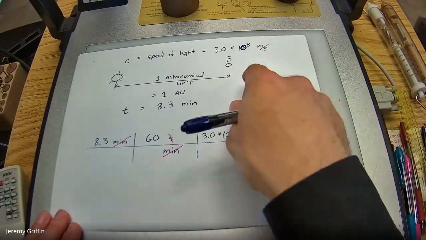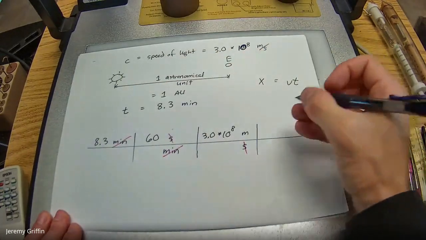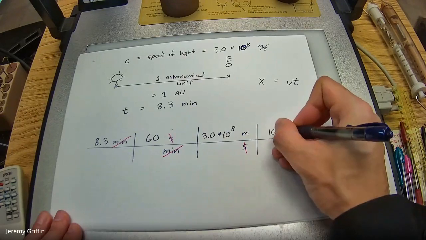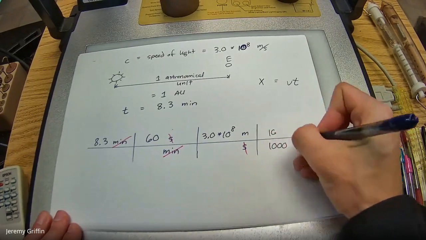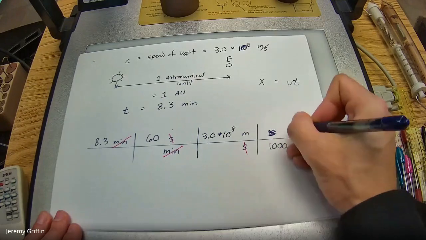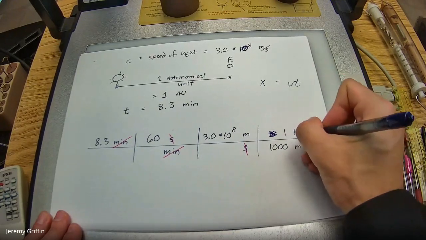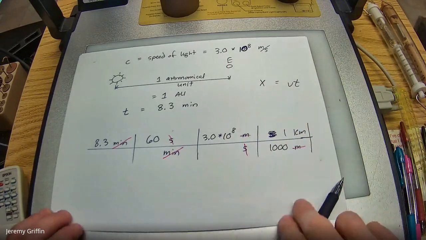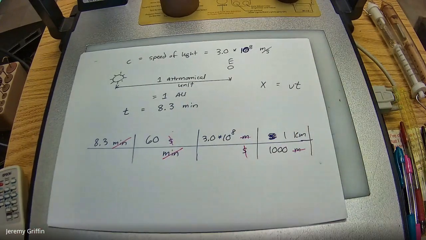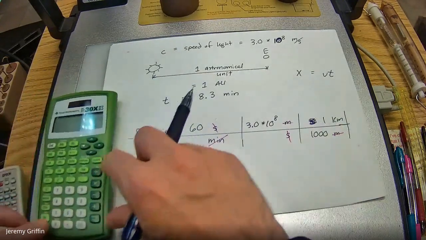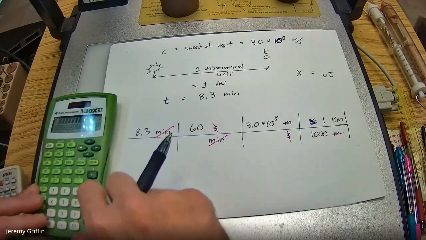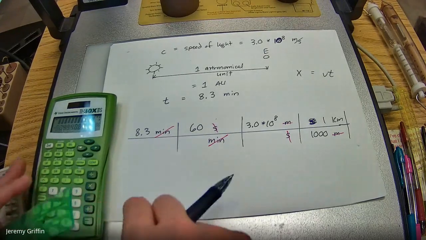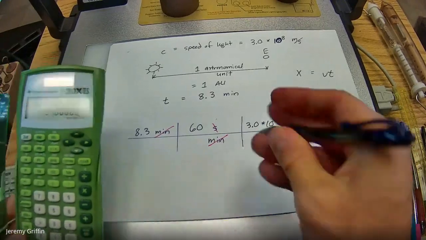I'm going to do one more thing since that's a ridiculously big number of meters. It makes more sense in kilometers, maybe? Aren't there 1,000 meters per 1 kilometer? So yeah, figure out how many kilometers that would be. See how this works out. So it's 8.3 by 60 by 3 by 10 to the 8, all divided by 1,000. Yep, it's that number right there.